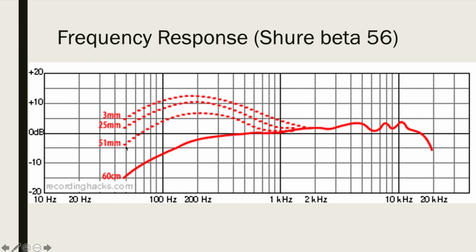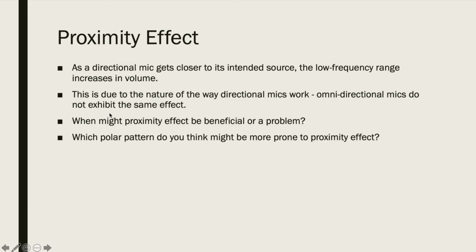But we do have these extra lines here where we have 51 millimeters and we have a bump there, 25 millimeters we have a bump there, and 3 millimeters we also have a significant bump there. So what that tells us is that microphones will tweak their frequency response depending on how close they are to the source. This is called proximity effect. So the closer a directional mic gets to its intended source, the low frequency range will increase in volume.